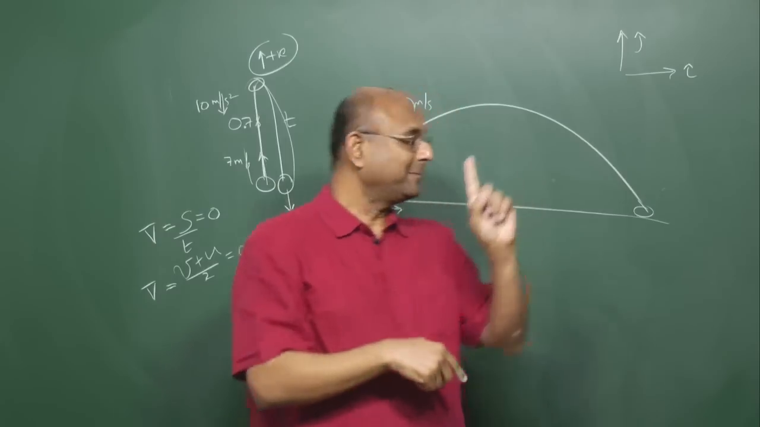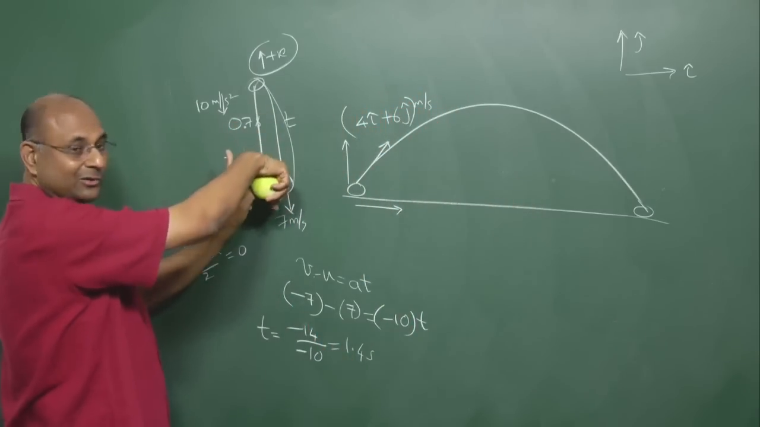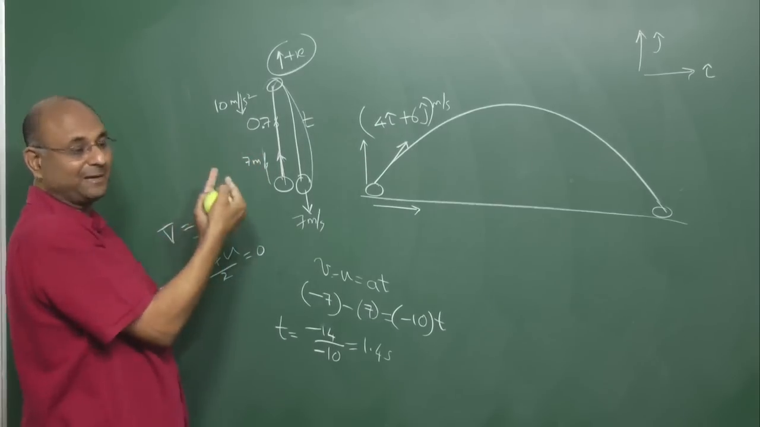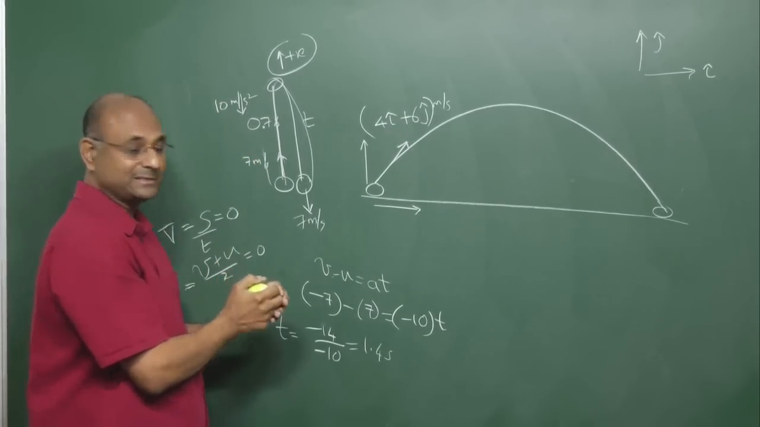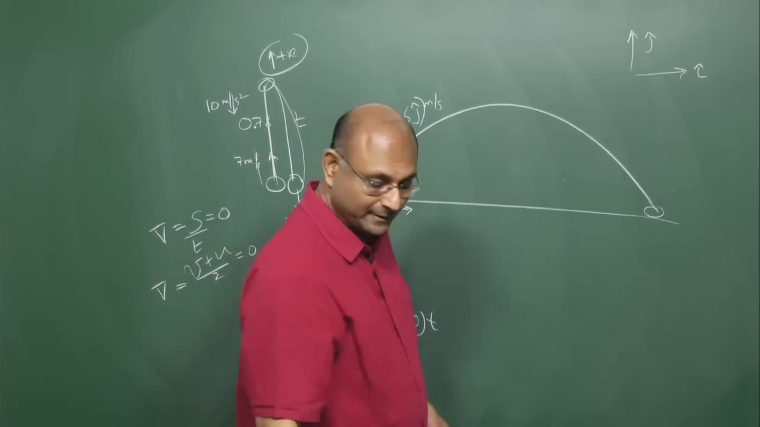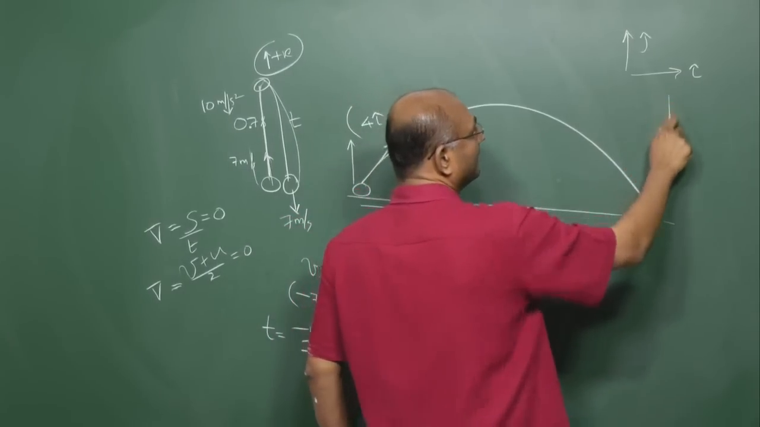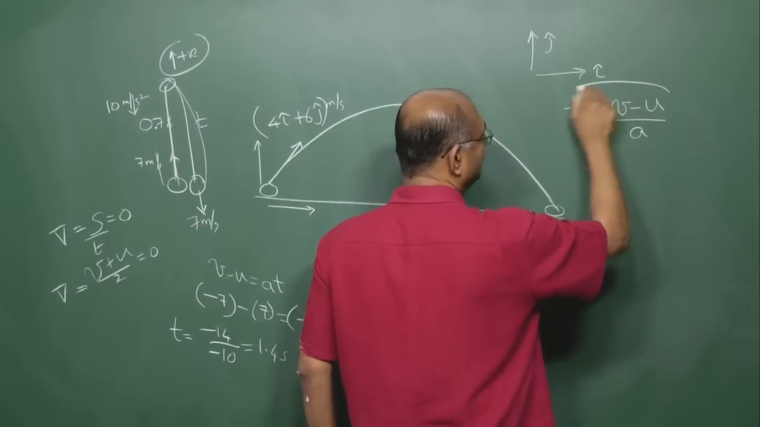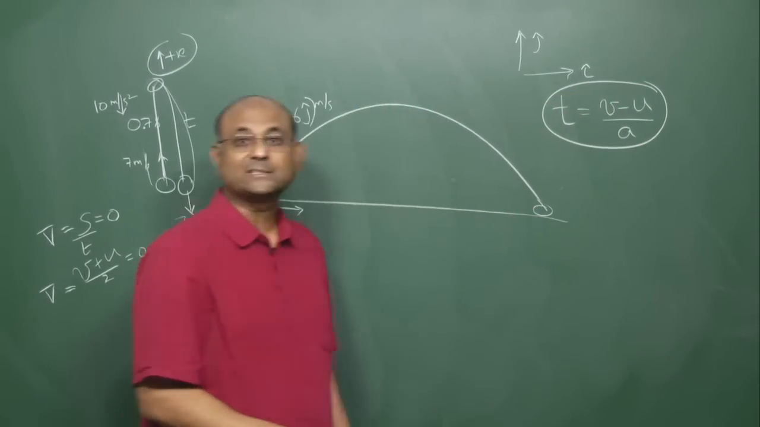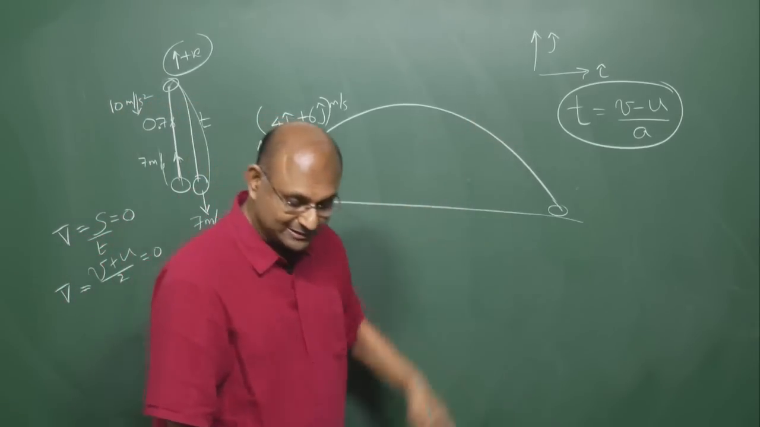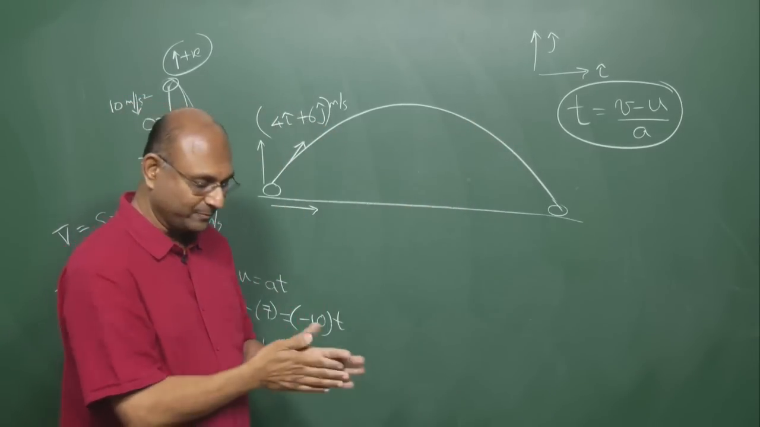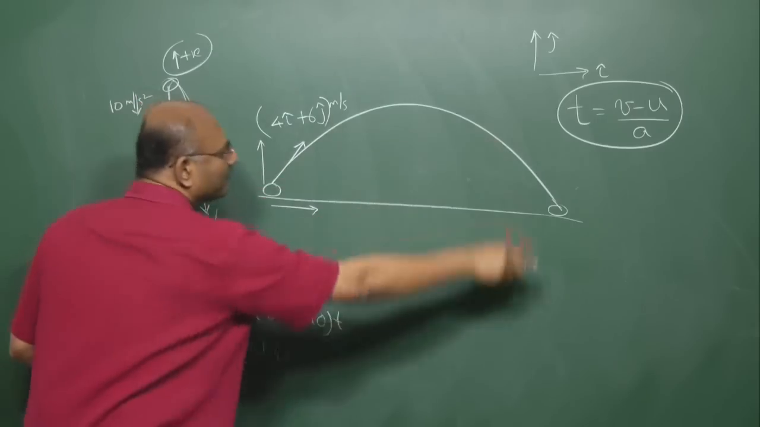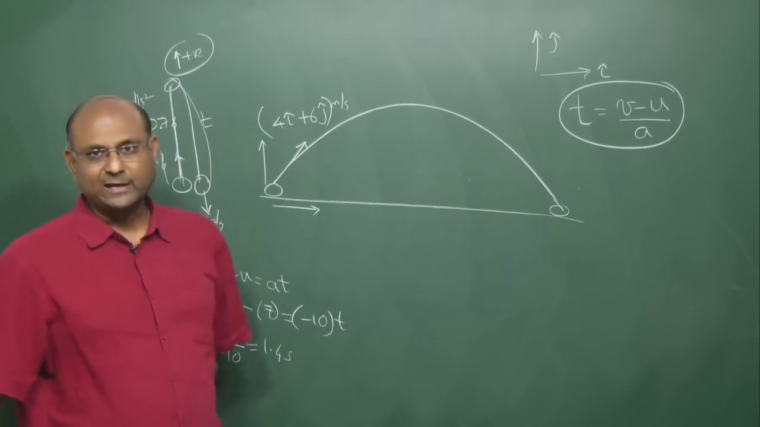Correct? 5 meters per second up, 5 meters per second down. So the change in velocity is minus 5 minus of plus 5, which is minus 10, by minus 10. Change in velocity by acceleration. So time is very simply change in velocity by the acceleration. And in our case, the acceleration is minus 10. Here I am taking upwards as positive. Now this is a very useful technique, right? Very simple.